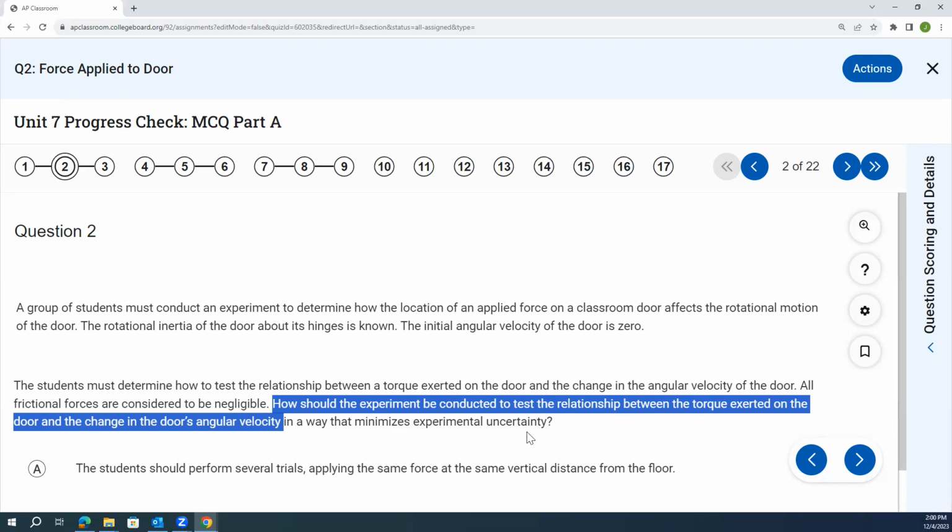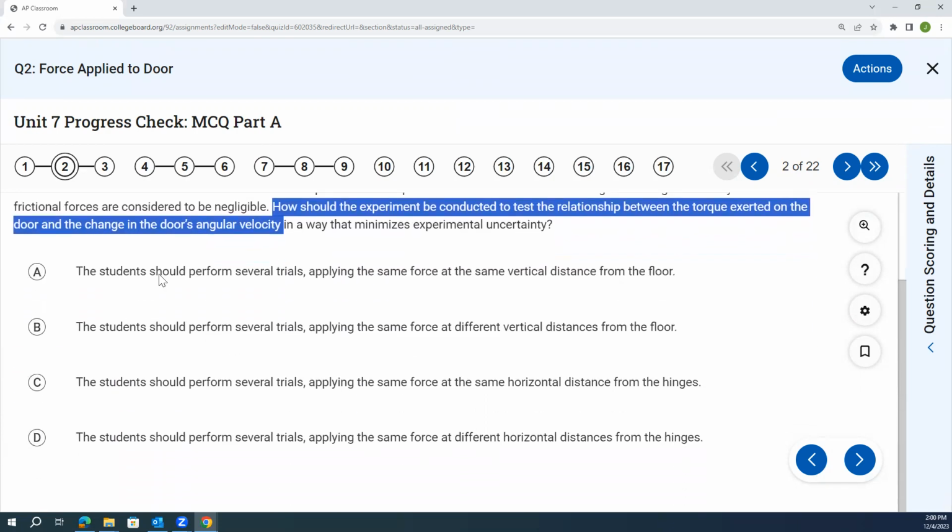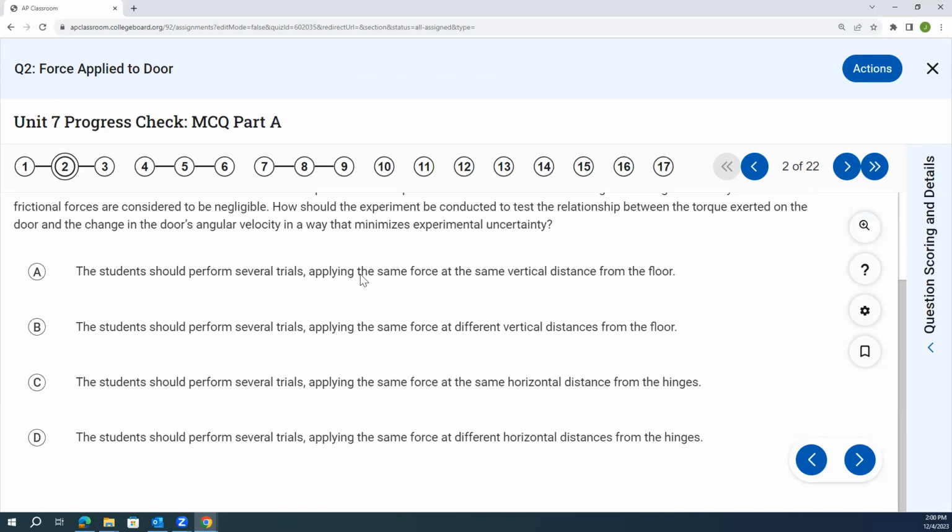Minimizes experimental uncertainty. They usually do several trials, right? Like do 3 trials and take an average, or do 5 trials and take an average. Okay, so it's probably going to be in the answer somewhere. Let's check this out. Options A, B, C, D. Sometimes spotting similarities and differences for the answers can narrow it down. Students should perform several trials applying the same force at the same distance.